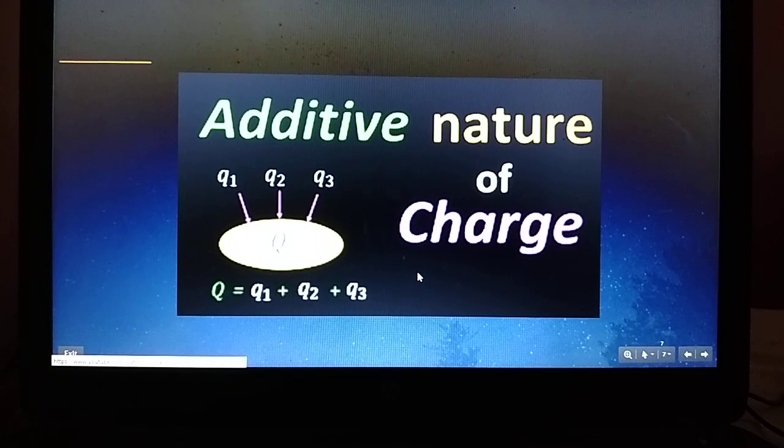Next comes the additive nature of the charges. Here you can see this oval shaped object. Also there are some Q1, Q2 and Q3 charges which are not yet added to this particular object. So before adding, the net charge of the system, that is Q, is equal to 0, because the number of positive charges and the number of negative charges are the same. Hence it is electrically neutral. But once you add those charges, the net charge will be Q is equal to Q1 plus Q2 plus Q3, that is, the sum of all the charges.